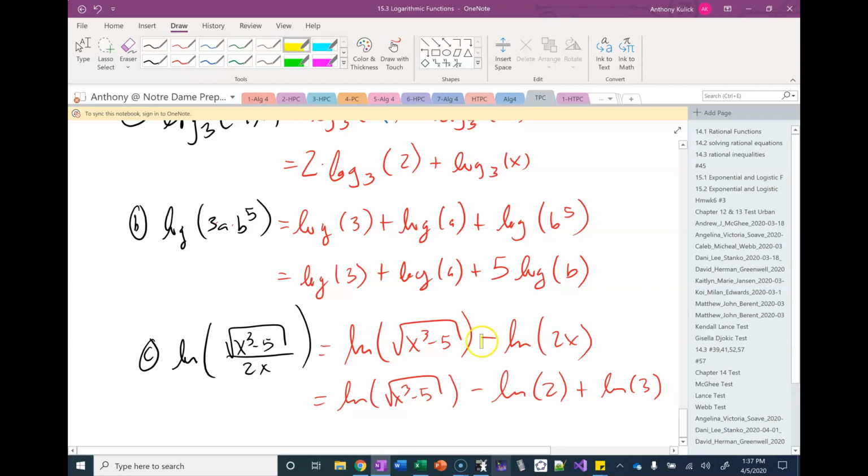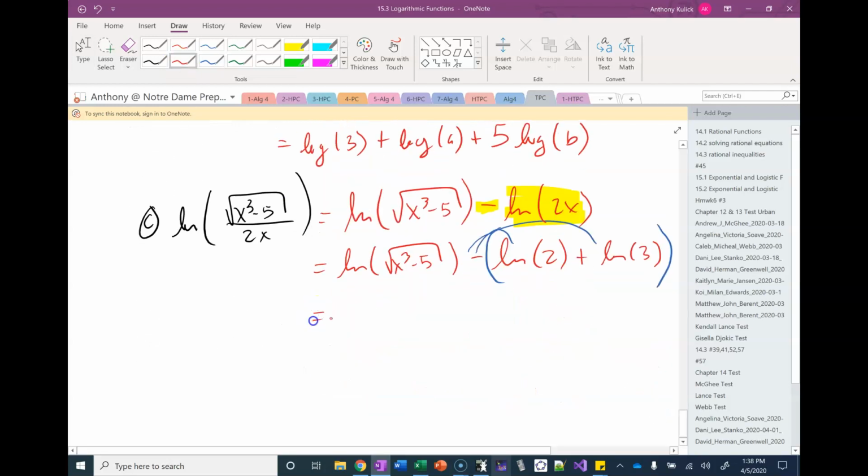So notice that this negative sign is applying to the entire log 2x. So when I apply the product property, whatever that log 2x turns into also needs to be negative. So we need to make sure we're distributing that negative sign. So it should really be this.